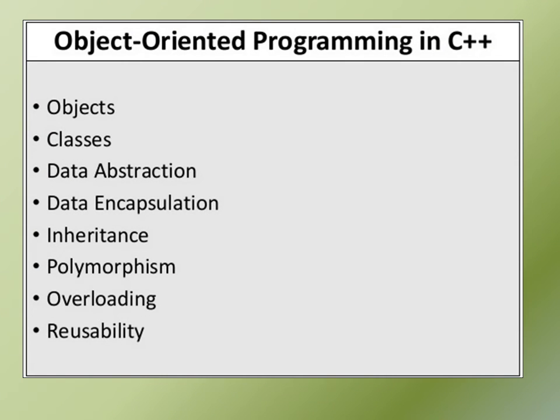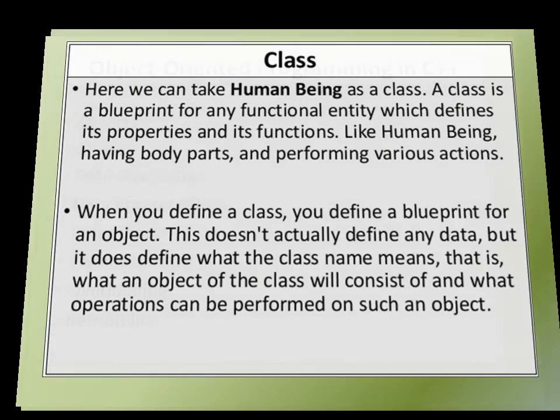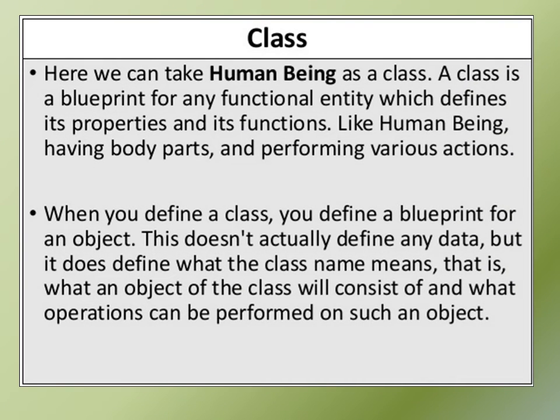Now we are going to learn the following concepts in object oriented programming in C++: objects, classes, data abstraction, data encapsulation, inheritance, polymorphism, overloading, reusability. So these are the characteristics which are added in the C++ language, so it becomes more powerful. Now we are going to get an overview of these concepts.